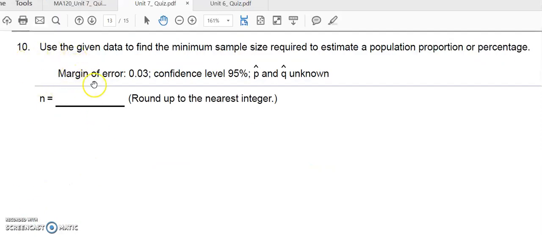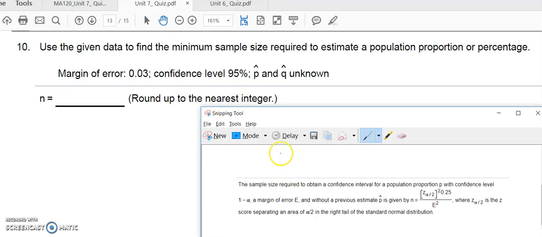So in this question, you're being asked to find the population proportion, and you're given the margin of error and the confidence level. p-hat and q-hat are unknown, so you can easily find the n here using this formula right there. You should be able to figure out the z value here based on the confidence level, 95%. Square that, multiply by 0.25, and then divide it by the margin of error squared.